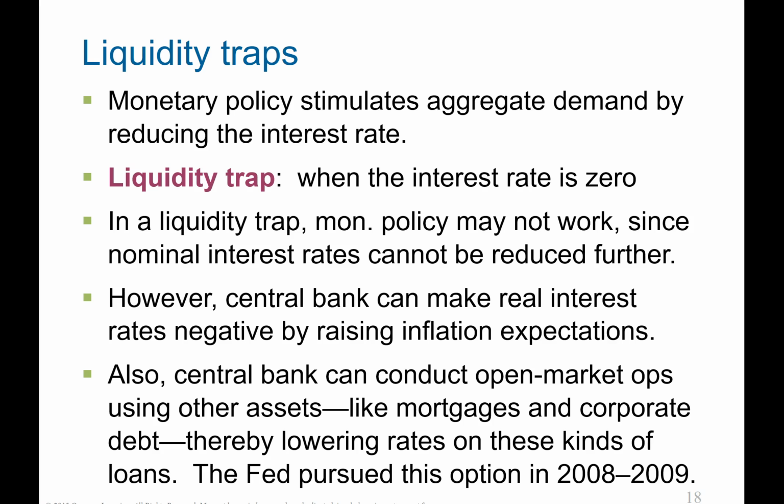Besides just treasury securities, they can use other assets like mortgages and corporate debt, and they can affect changes in rates on those sorts of instruments. And they did this in 2008, 2009, and that's one of the ways that they managed the housing crisis. The Fed actually bought up a bunch of the bad mortgage loan pools and traded in those.